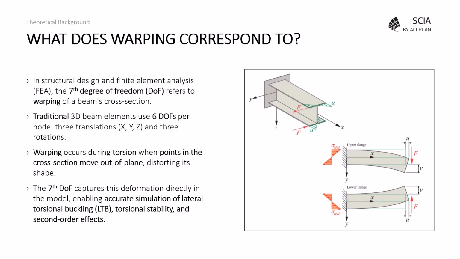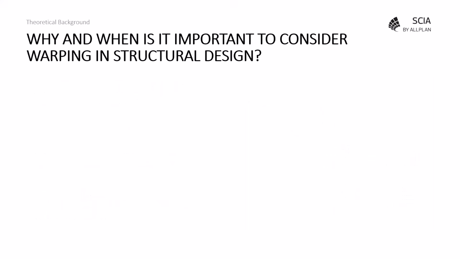So traditional 3D beam elements use 6 degrees of freedom per node. So 3 for translations in direction X, Y, and Z, and 3 for rotations. So warping occurs during torsion when points in the cross-section move out of plane, distorting its shape, like mentioned earlier, and what we can see in the figure on the right side. So the 7th degree of freedom captures this deformation directly in the model, enabling accurate simulation of lateral torsional buckling, torsional stability, and also second-order effects.